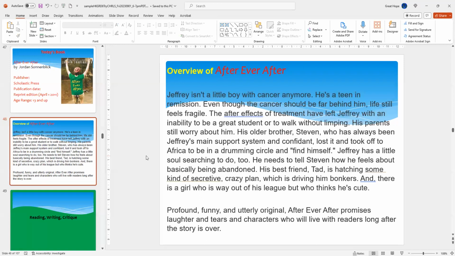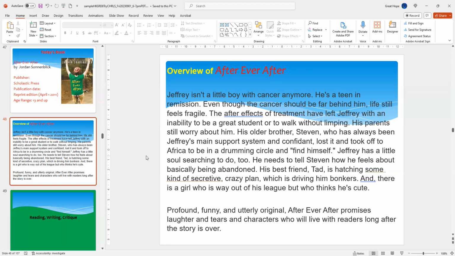He's a teen in remission. Even though the cancer should be far behind him, life still feels fragile. The after effects of treatment have left Jeffrey with an inability to be a great student or to walk without limping. His parents still worry about him. His older brother Stephen, who has always been Jeffrey's main support system and confidant, lost it and took off to Africa to be in a drumming circle and find himself. Jeffrey has a little soul searching to do too. He needs to tell Stephen how he feels about being abandoned.